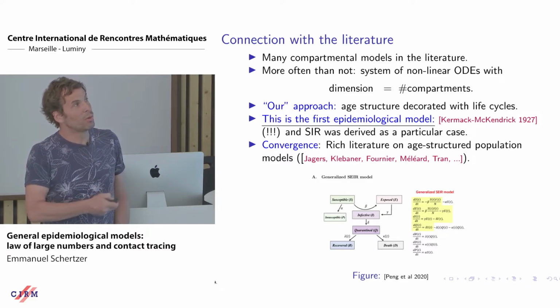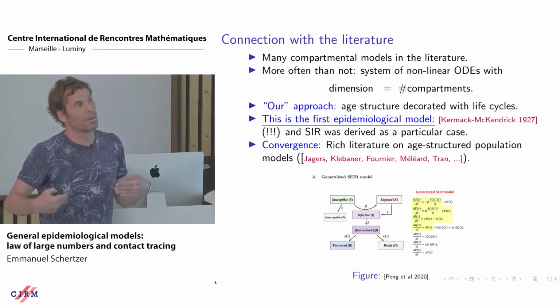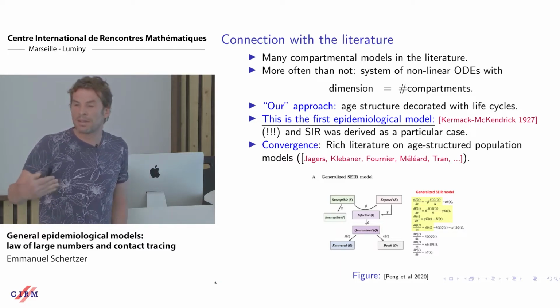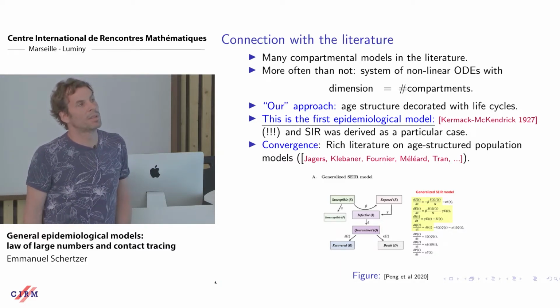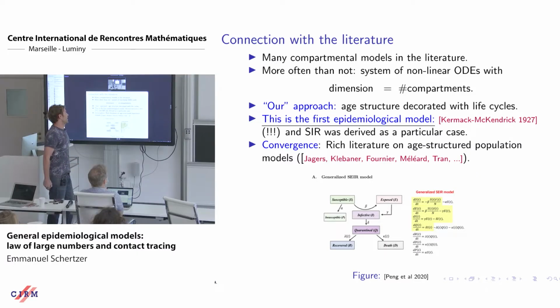So our approach, between quotes, and I will explain why in a second, is that we propose to first model something which is not observable, namely the age structure of the population, and then to decorate the PDE with the life cycle process, and this is done just by a simple integration. At the beginning, now it has been a year and a half that we started working on this, we were quite happy about this, but of course, this has already been done before. And this is actually the first epidemiological model, really.